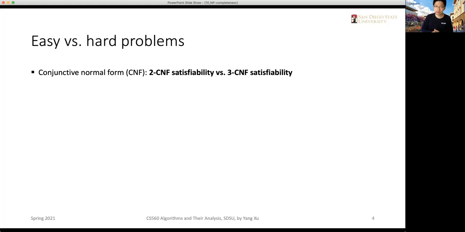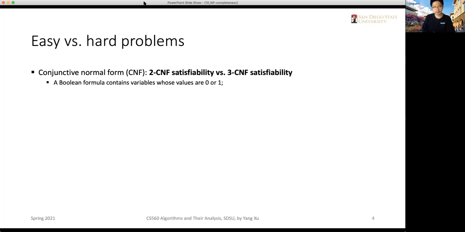So if we can prove that any type of problem is at least as difficult as the CNF problem, then we can use the CNF problem to define the difficulty of that problem. We'll see that later, but let's go through this problem first.